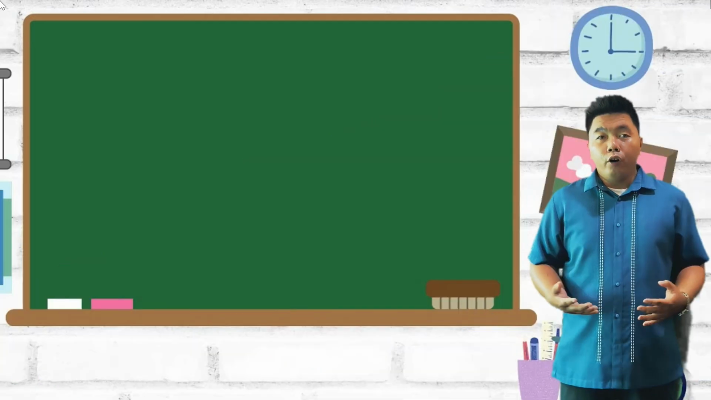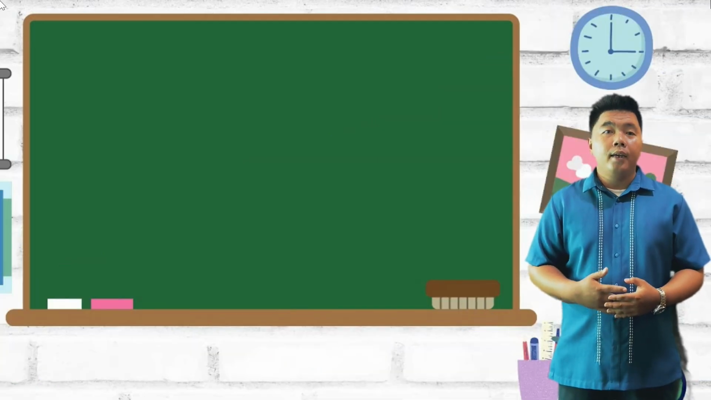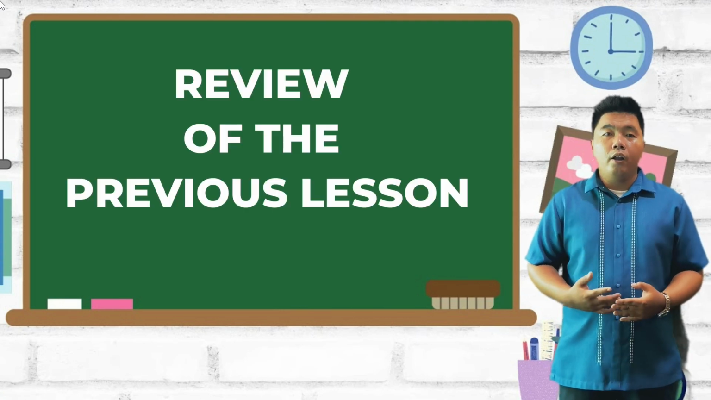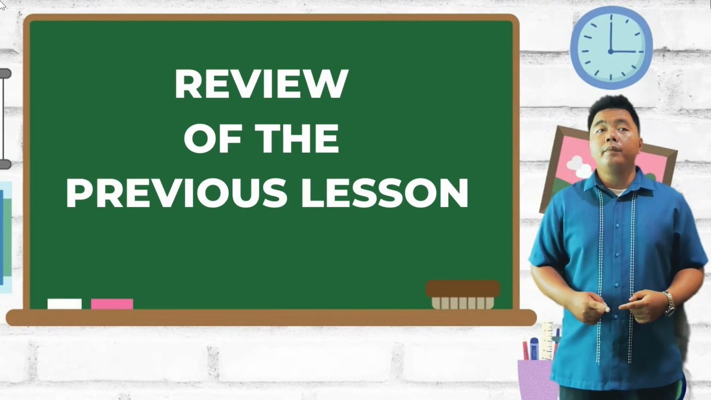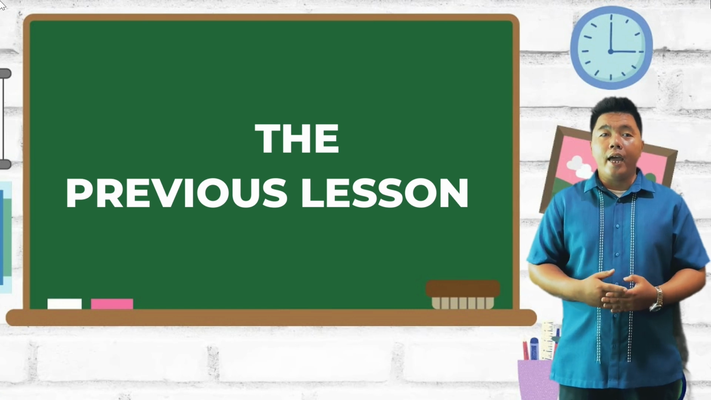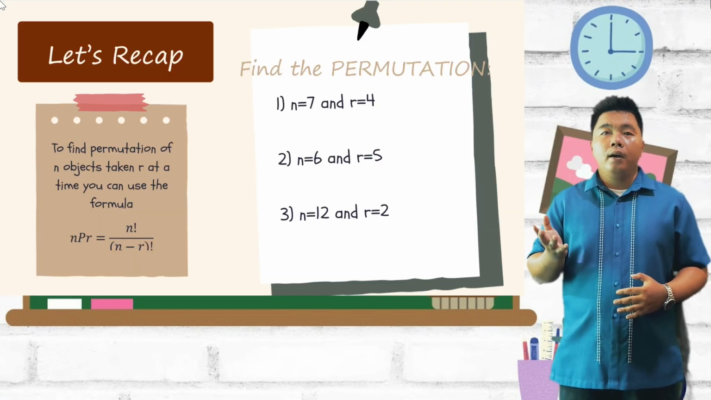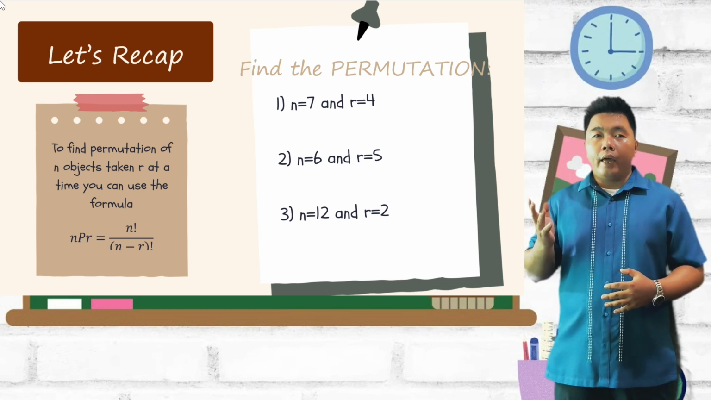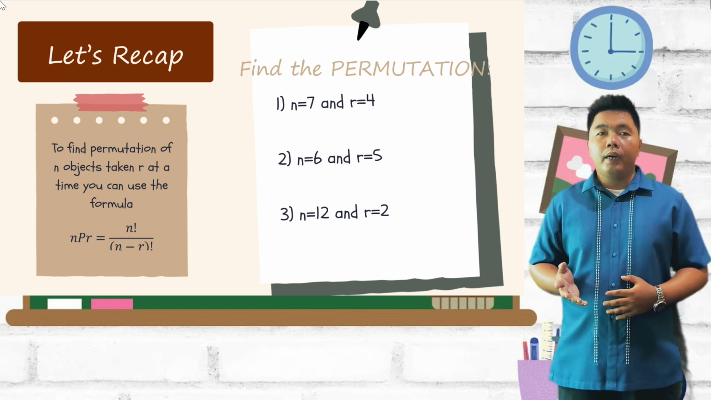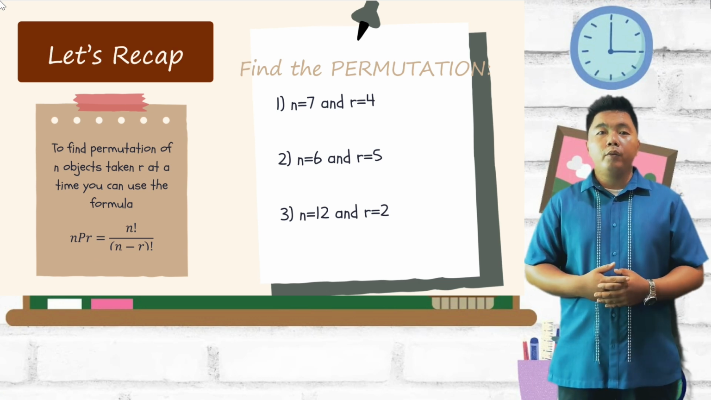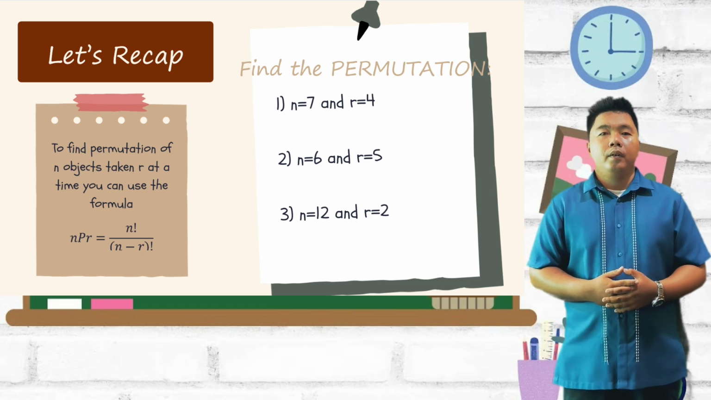But before we proceed with our next lesson, let's have first a recap of our previous lesson on the permutation of n objects taken r at a time. Remember that we use the formula nPr, which is equal to n factorial divided by the quantity of n minus r factorial, for the permutation of n taken r at a time.